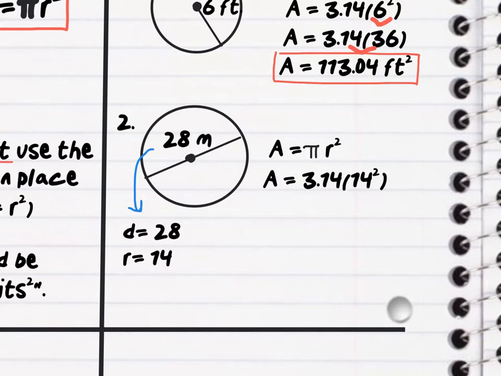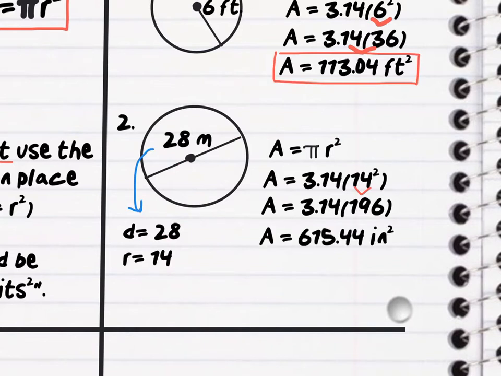And remember, we need to do order of operations first. So we're going to do the 14 squared first. And that's not 14 times 2. It's 14 times itself, 14 times 14. So then in the next line, I want you to write 3.14 times 196. And then using a calculator, enter those two numbers and then you'll get your area.